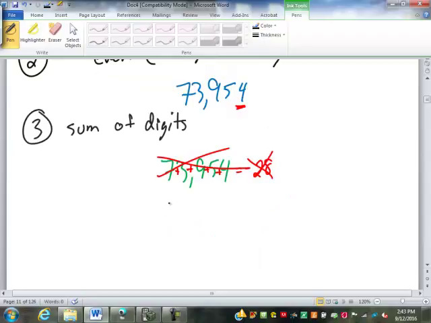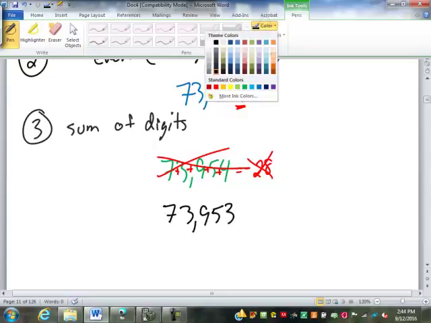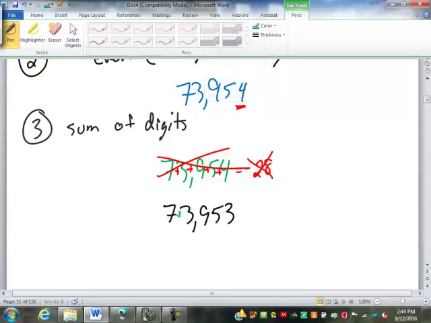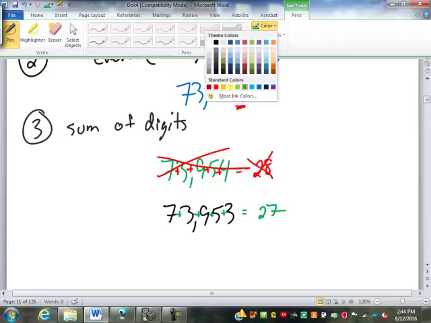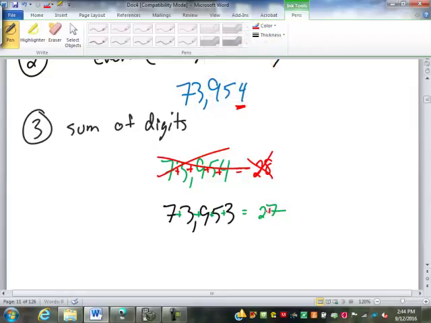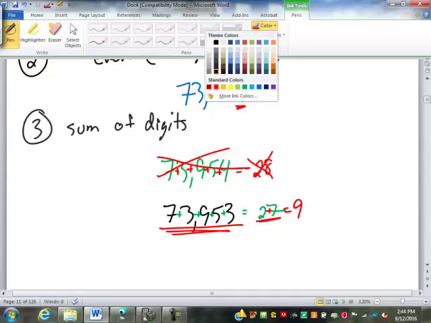However, 73,953, if I add that up, 7 plus 3 is 10, plus 9 is 19, plus 5 is 24, plus 3 is 27. Is 27 divisible by 3? Sure is. If you're not sure, what's 2 plus 7? 9. Is 9 divisible by 3? Yeah, well then 27 is divisible by 3, and 73,953 is divisible by 3. So let's add up the digits.